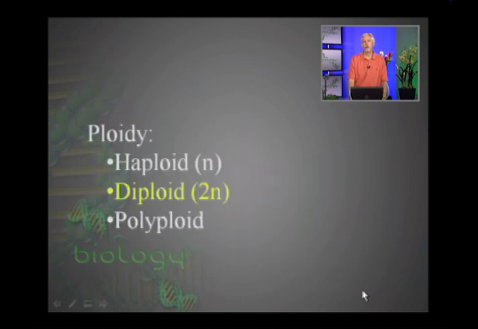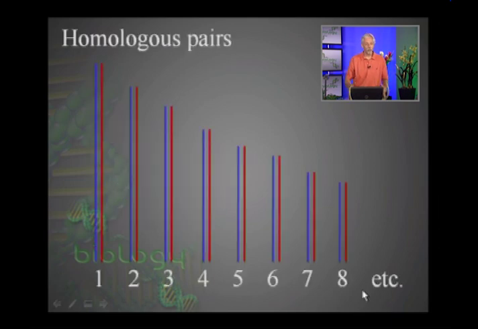Another example of ploidy would be cells that do have two sets of chromosomes, and we call those cells diploid cells, and that's represented by 2N. So again, in our body cells, everything but our sperm and eggs, we have two sets of chromosomes. For chromosome number 1, we would have 2 of chromosome number 1, 2 of number 2, 2 of number 3, number 4, all the way through 23.